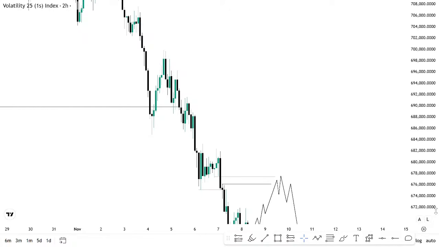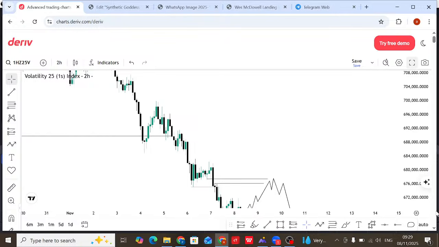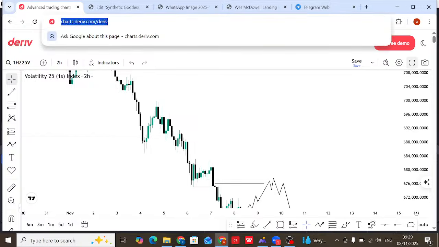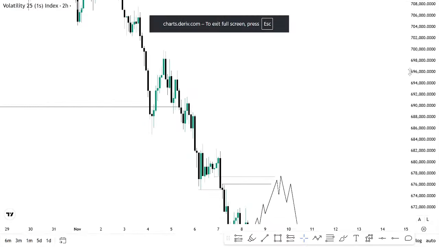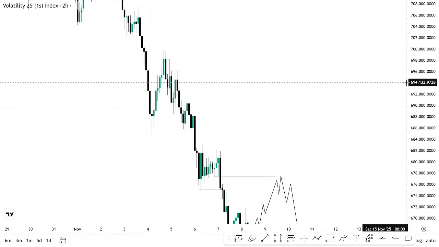Alright, which website can I use for analysis? For Deriv it is charts.deriv.com/deriv. You can also access it on your phone, right? You can access it on your phone. So just go to your Chrome, your Safari, and click on charts.deriv.com. You're going to be able to access their TradingView.